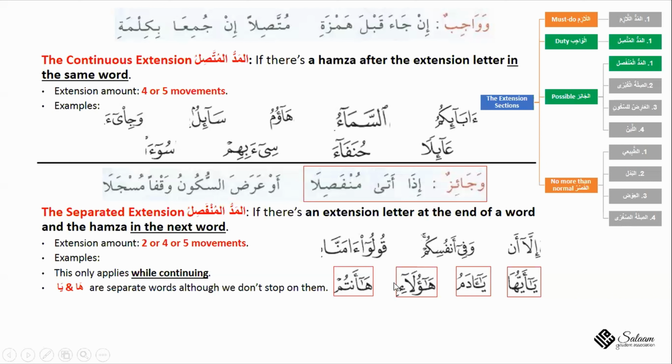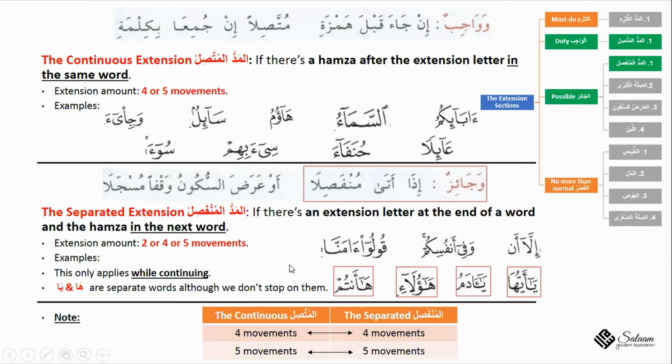Same thing with the example ha-antum. So ha antum, these are two different words. You have to treat them as different words. This is just a note at the end. If you have al-madd al-muttasil and you did four movements, you need to do al-madd al-munfasil four. So if you choose this one four, you need to do this one four.